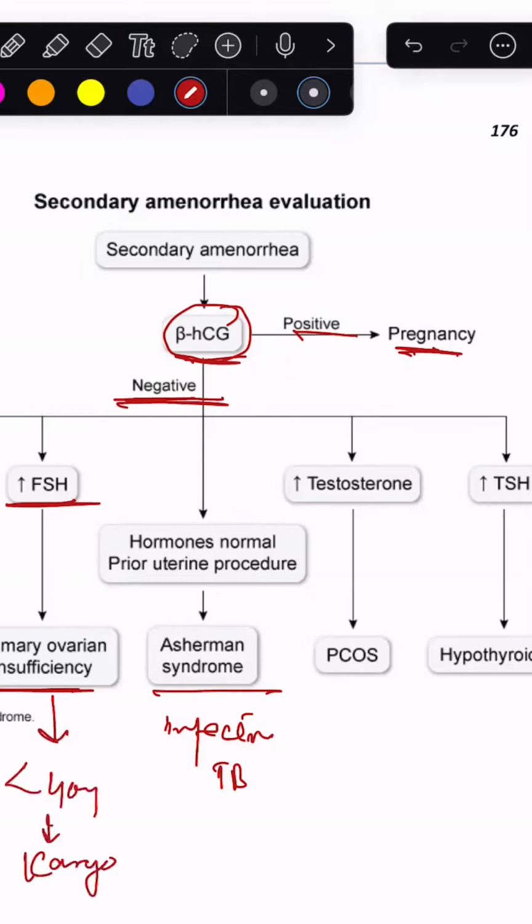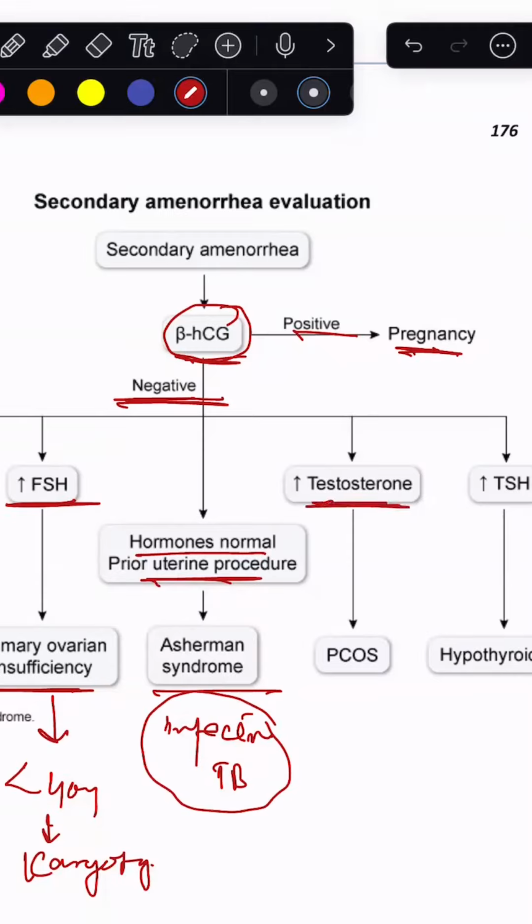If the hormones are normal but the patient has some history of uterine procedure, surgery, or infection, you will think about Asherman syndrome, which is intrauterine adhesions. It will lead to endometrial scarring, and because of the scarring, there will be no shedding of the membrane, leading to amenorrhea. It is common after D&C or postpartum curettage. It can also be associated with infections like TB, endometritis. This is important: for diagnosis, you will do hysteroscopy, and for treatment, you will do lysis of adhesions.